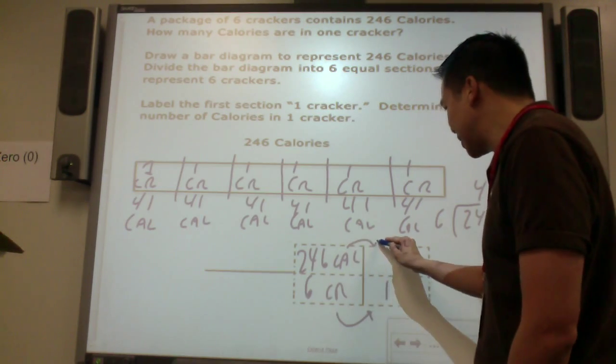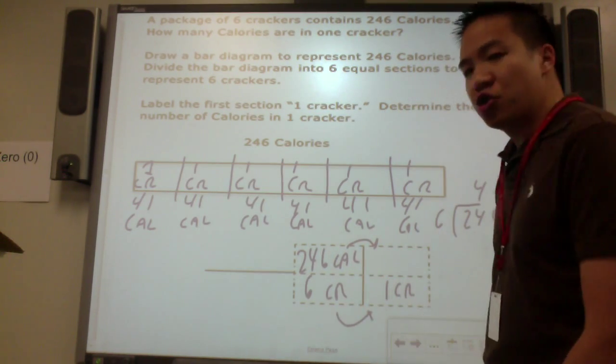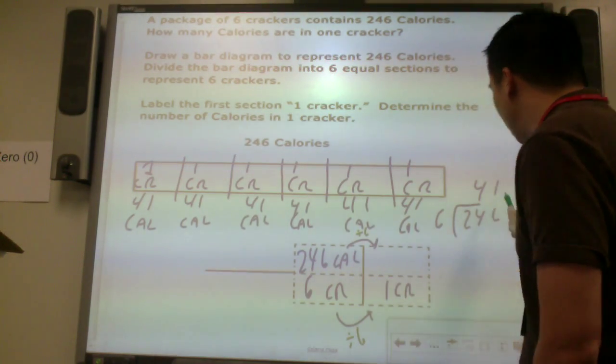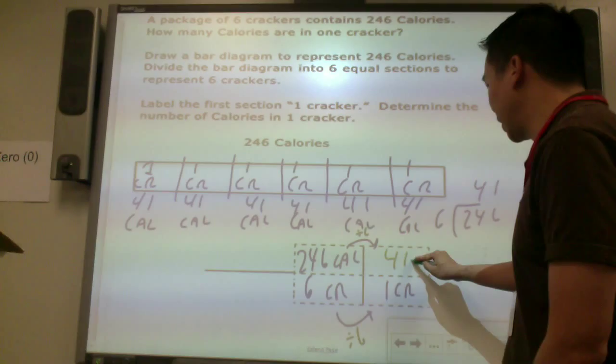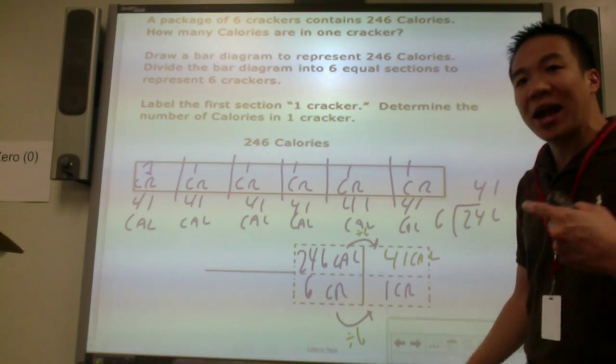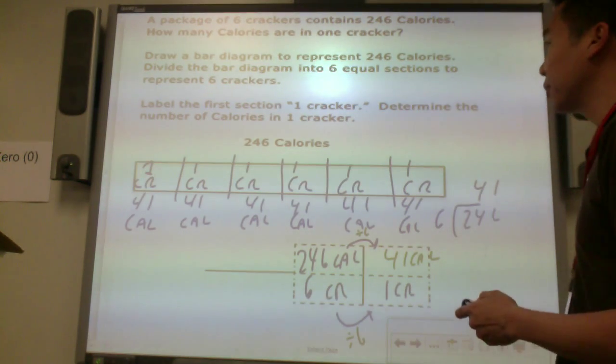So how would I break this down? From 6 crackers to 1 cracker. Divide by 6. Divide by 6. 246 divided by 6 is 41 calories per cracker. So it's 41 calories for every cracker or per cracker.